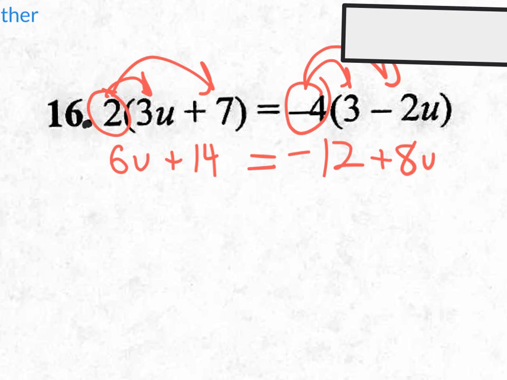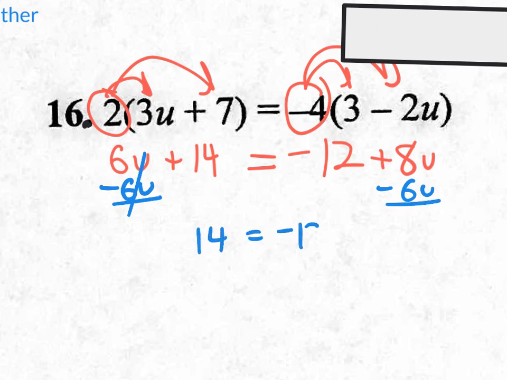So what next? I have u's on both sides of the equal sign. I don't want u's on both sides. I want to get rid of the 6u. Last time I moved the u to the left. I want to move the u to the right this time. So I'm going to subtract 6u. It'll cancel. Subtract 6u. And I will have 14 equals negative 12 plus 2u.